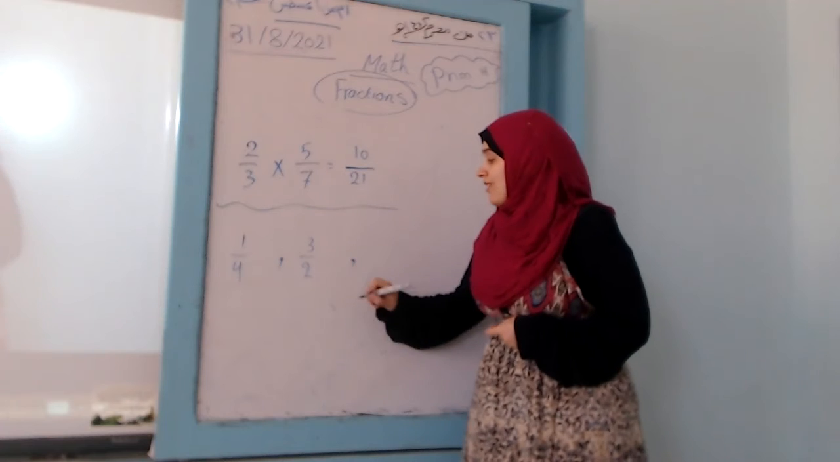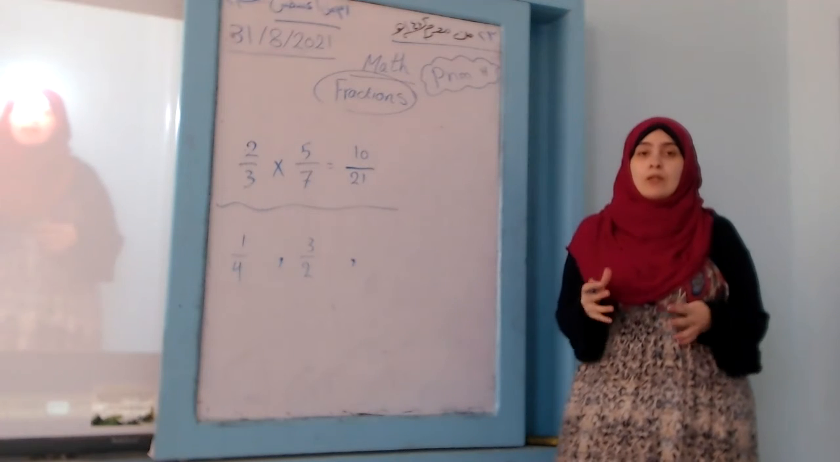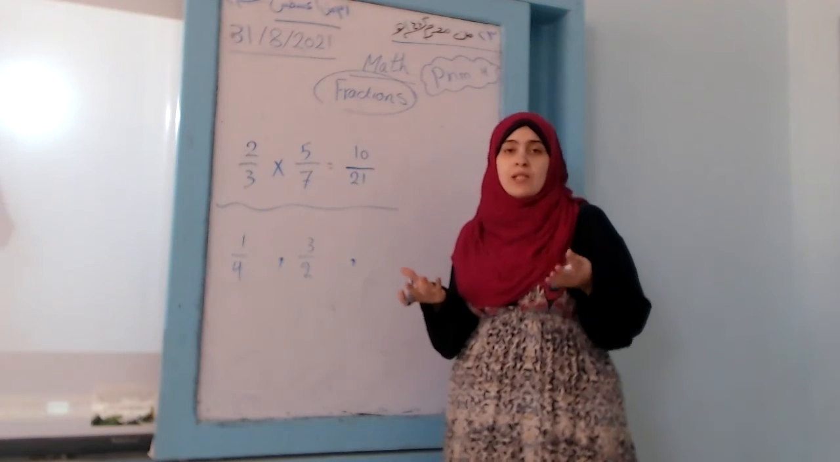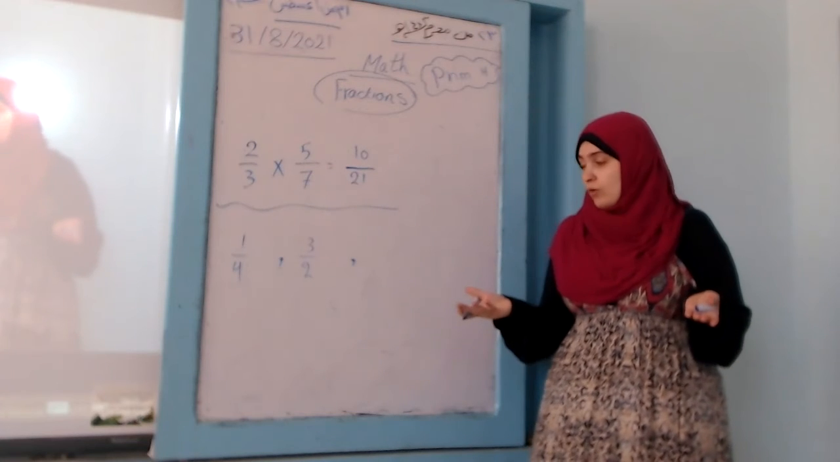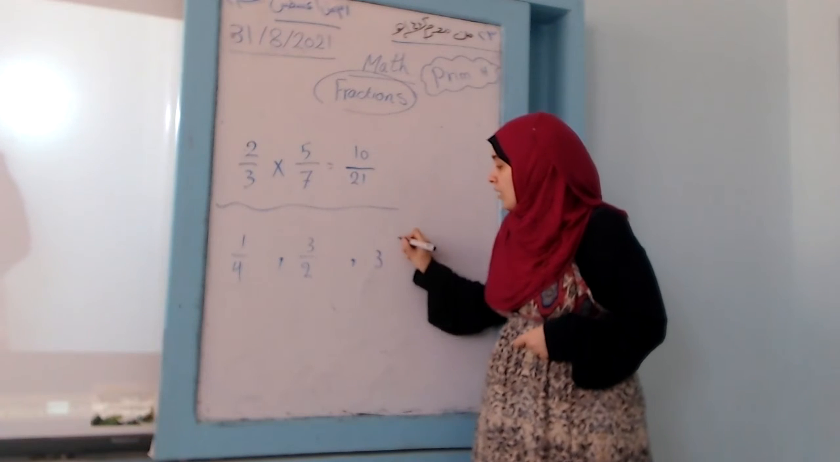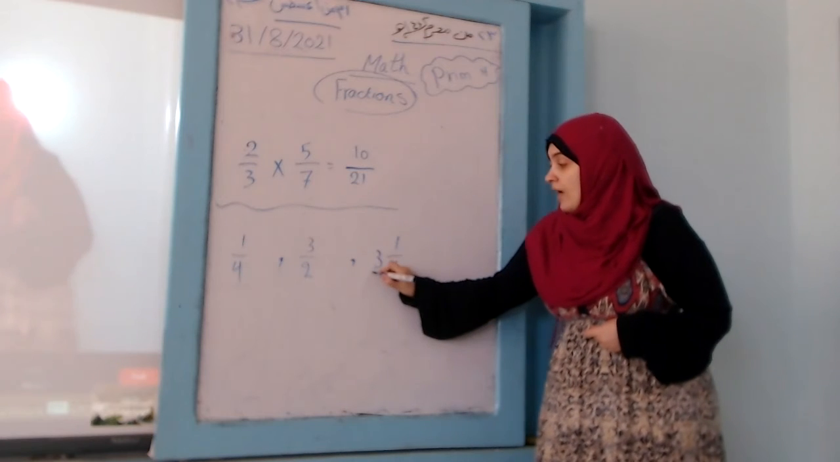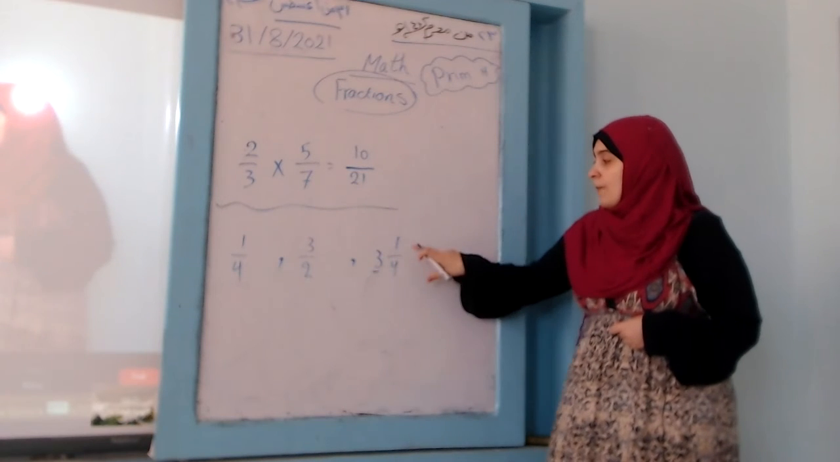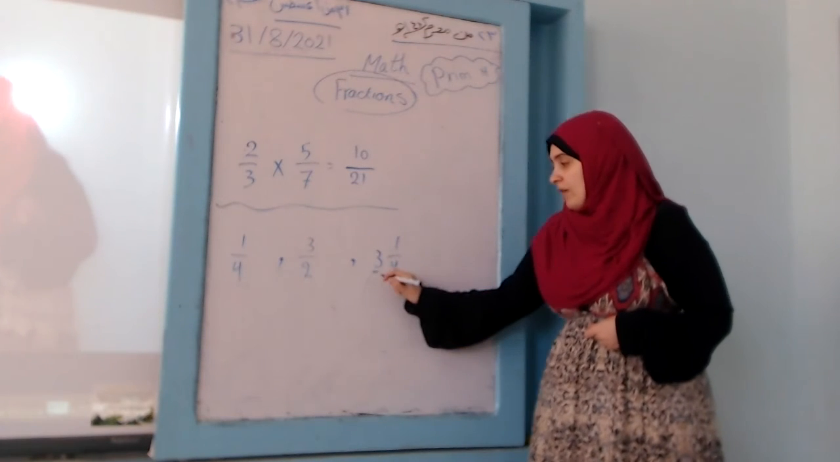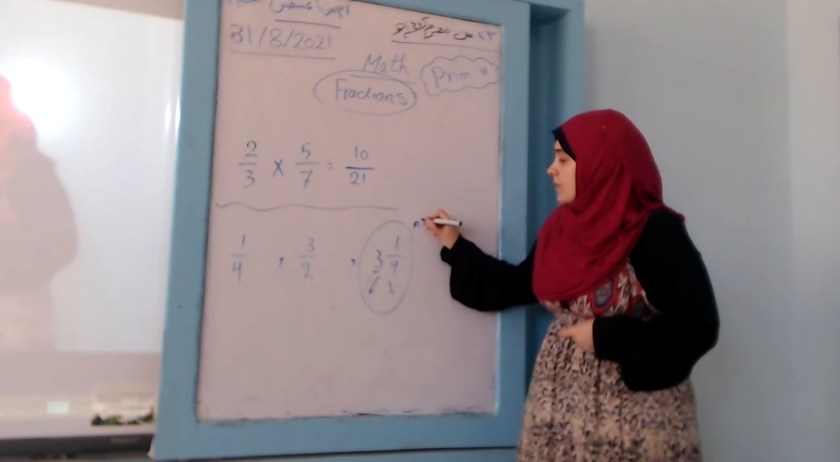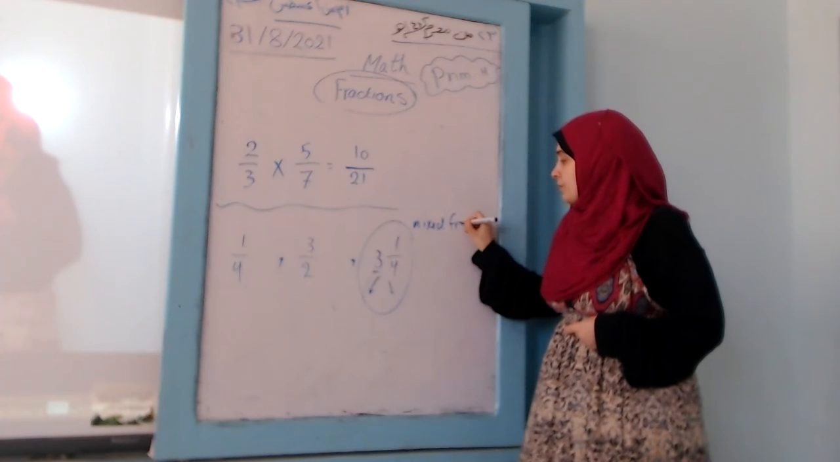I have another shape of fraction, called a mixed number. Why do I call it a mixed number? Because it has a fraction and a whole number. It's like 3 and a quarter, or 3 and 1 over 4. 3 is a whole number and a quarter is a fraction. I have a number and I have a fraction, so it's called a mixed number.